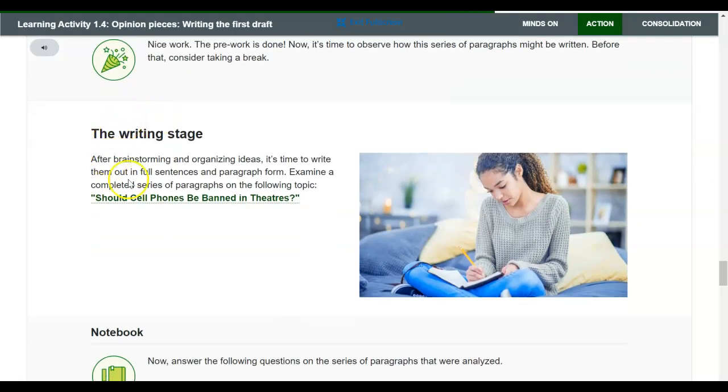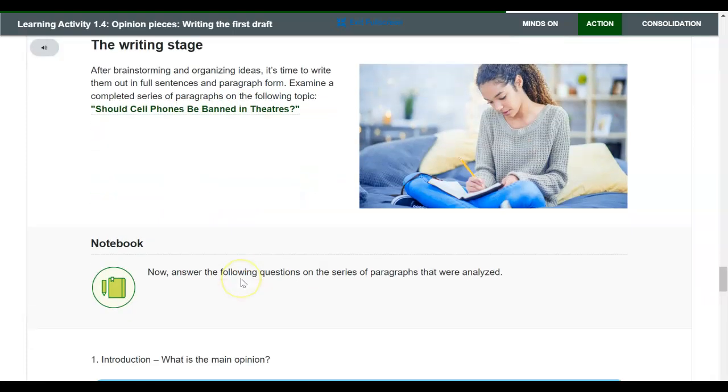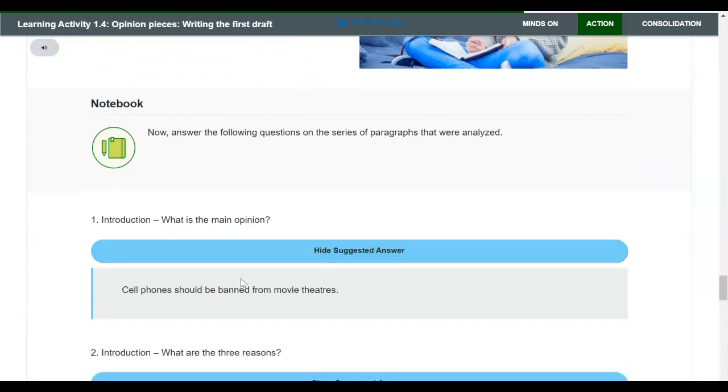So the writing stage, so after brainstorming and having everything drafted out, you're going to write your full paragraph. And we do it here for you. So should cell phones be banned in theaters? And this is good to look at because you're going to be submitting something similar to this in the next activity. So if you click on here, you'll be able to see the paragraphs fully written out for you. And it gives you a good example.